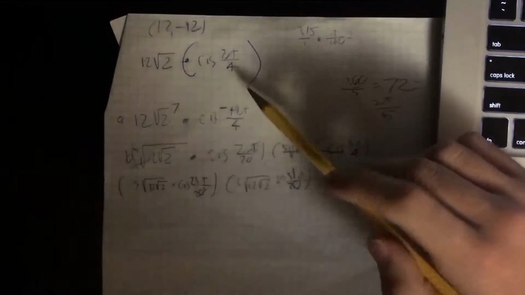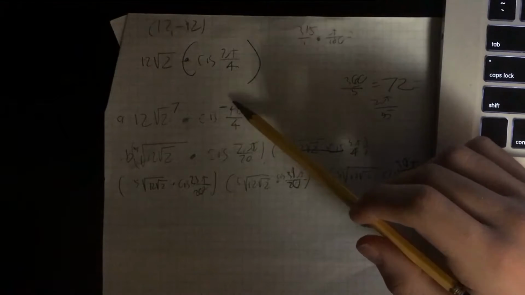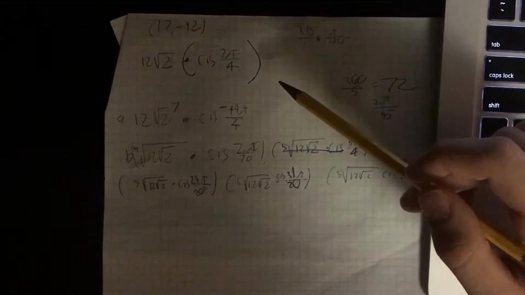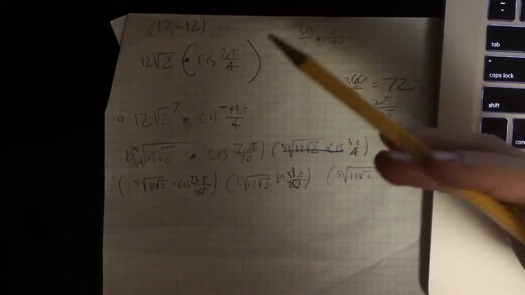So for my a and b values, I chose 12. The problem says let z equal a minus bi. So in my situation, z would equal 12 minus 12i. And to find the polar form of this equation, we must use the modulus and the argument.